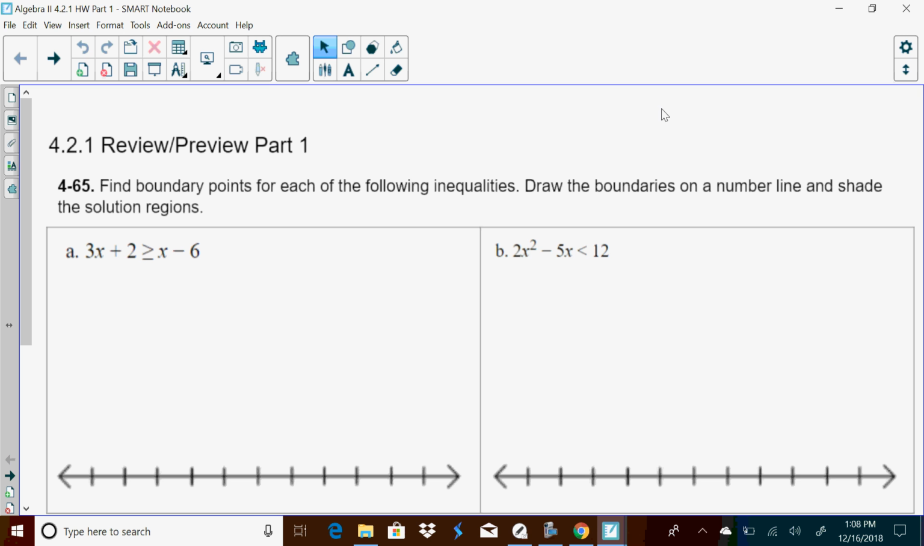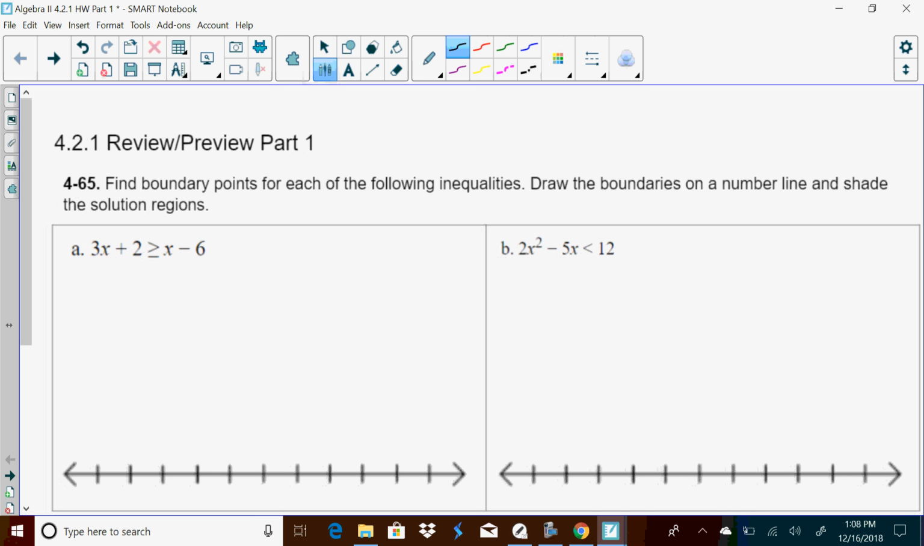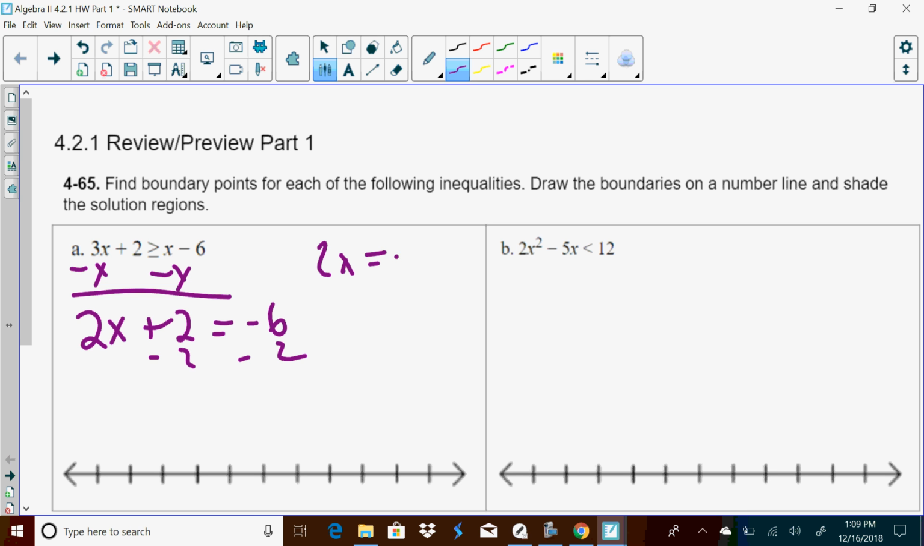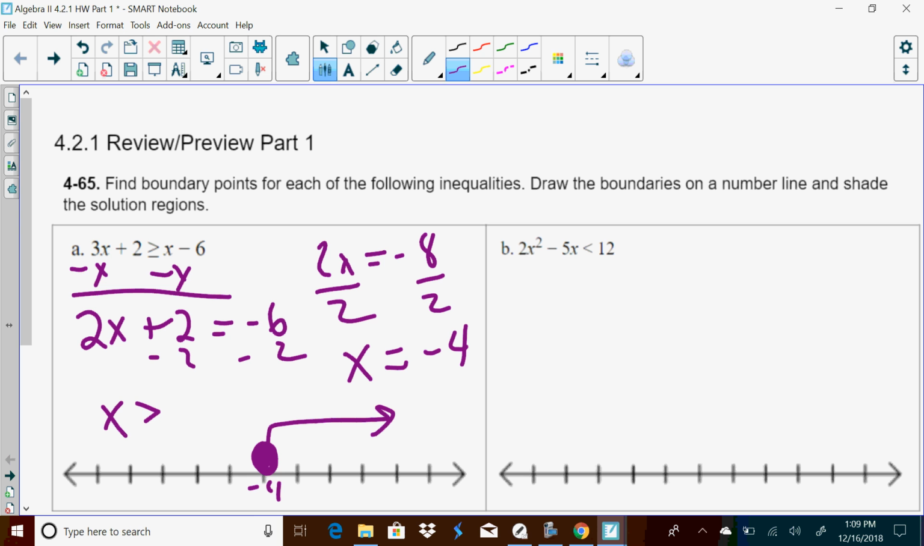So you solve this as if it's an equal sign. So we get 2x plus 2 equals negative 6. 2x equals negative 8. So x equals negative 4. So at negative 4, we're going to use a closed circle. And since it's greater than or equal to, it's going to go this way. So our solution is x is greater than or equal to negative 4.